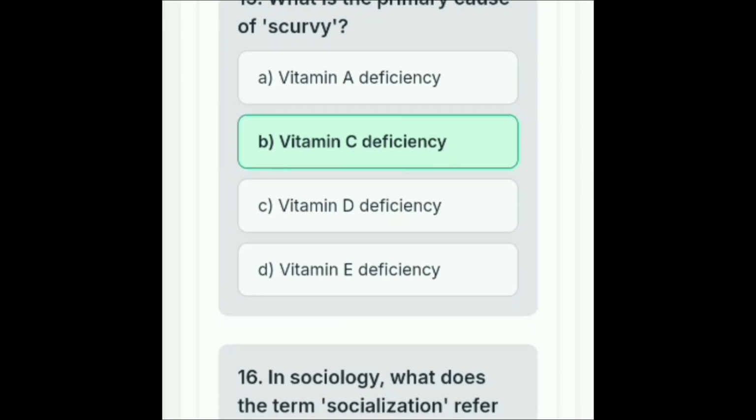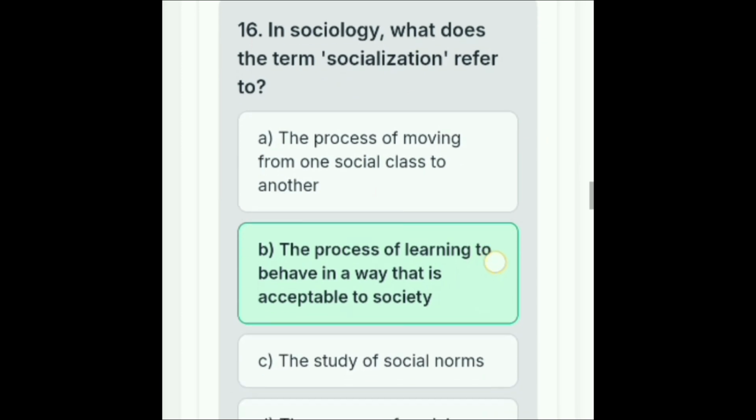15. What is the primary cause of scurvy? Option A, vitamin A deficiency. Option B, vitamin C deficiency. Option C, vitamin D deficiency. And option D, vitamin E deficiency. So scurvy, vitamin C is the right answer.